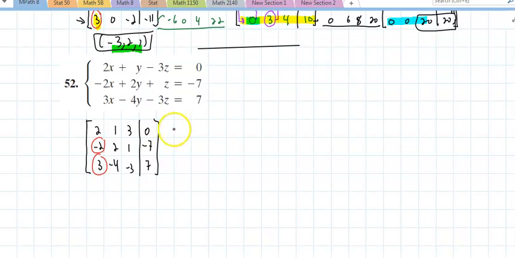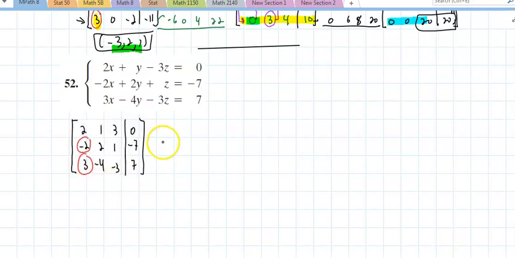Well, I could take row 1, add it to row 2, put the result in row 2, or simply let row 2 equal that. Well, let me start with that. So my first step, if I take those two and I add them, put the result in row 2, that's a 0, that's a 3, that's a 4, and that's a negative 7.